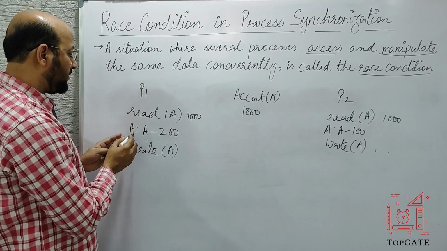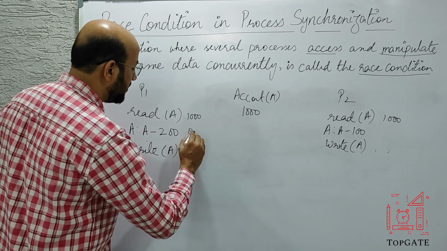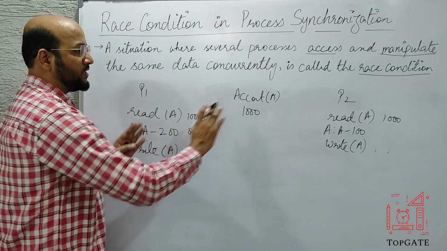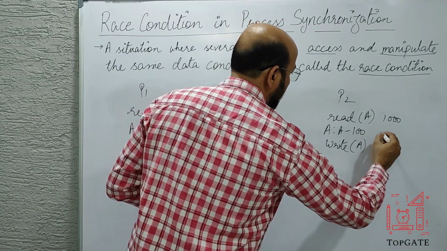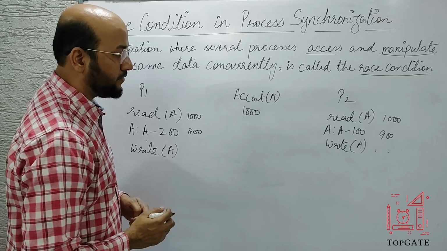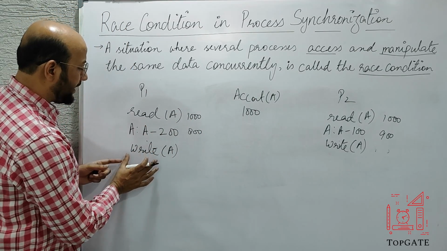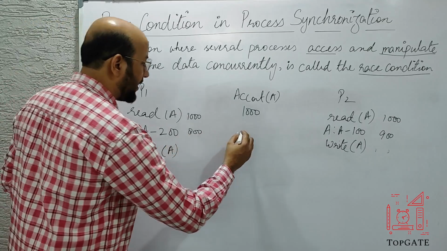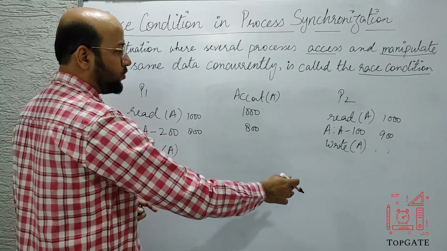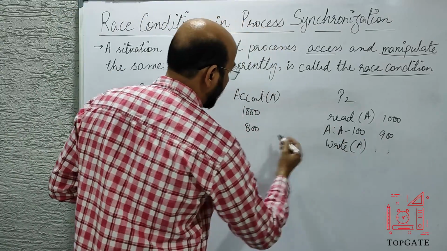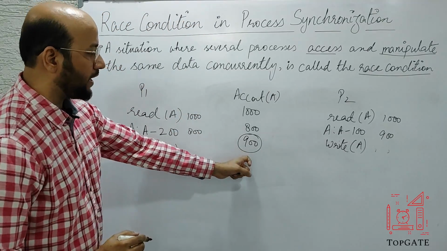At P1 it does A is equal to A minus 200. So what is the new value? It is now 800. Again it switches and goes to P2, and here it will do A is equal to A minus 100, that is it will get 900 here. Again it switches and comes back to P1. P1 does write A. So what is the value? New value will be 800. Again it switches, goes to P2, and it is writing 900. So the updated value is 900.